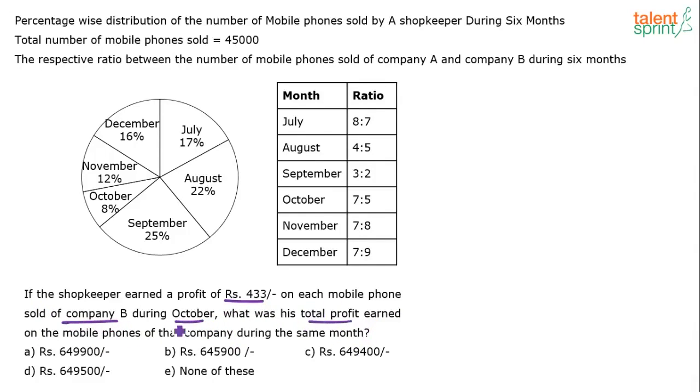Total profit will be equal to the total number of mobile phones of company B sold in October multiplied by 433. I know that per mobile phone I am earning 433 rupees. Find out how many mobile phones were sold. Of which company? Company B. In which month? October. Company B in October is 5 out of 12, that is 5 by 12, since 5 plus 7 is 12. Multiplied by October, which is 8%. 8% of what? Total. Total is 45,000. This should be multiplied by 433, because we have to find out the total profit. Do the calculation, you'll get the answer.